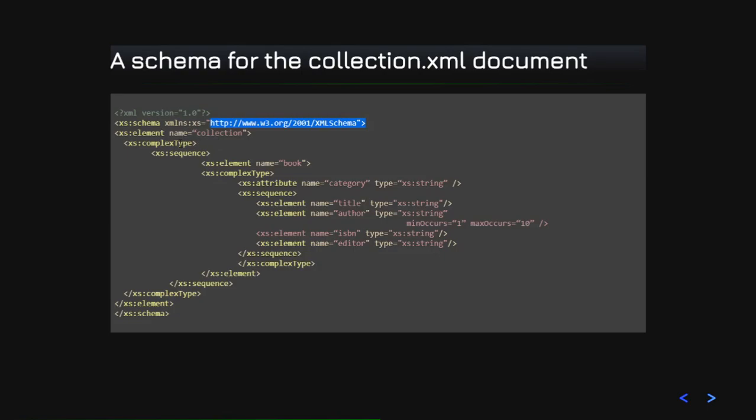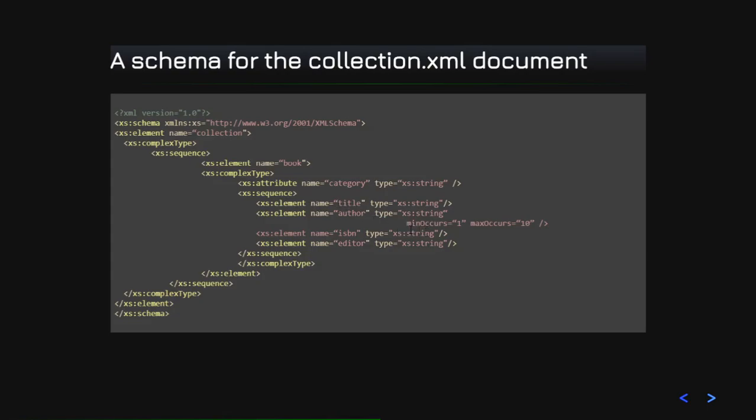It contains a sequence of children, and each child is an element of type book. Okay, which is also a complex type, which has an attribute category of type string. This one. And then it contains as children a sequence of elements: title, author, ISBN, then editor. They are all string. The type of all the elements is string.